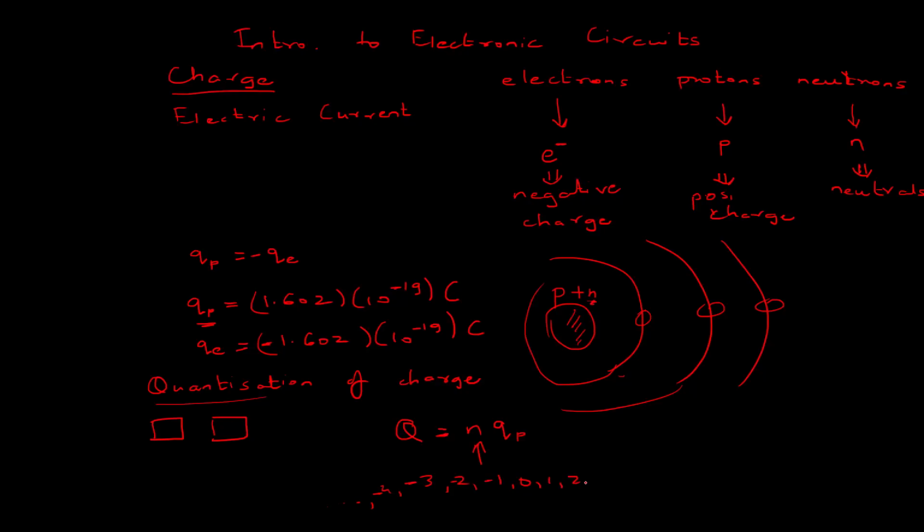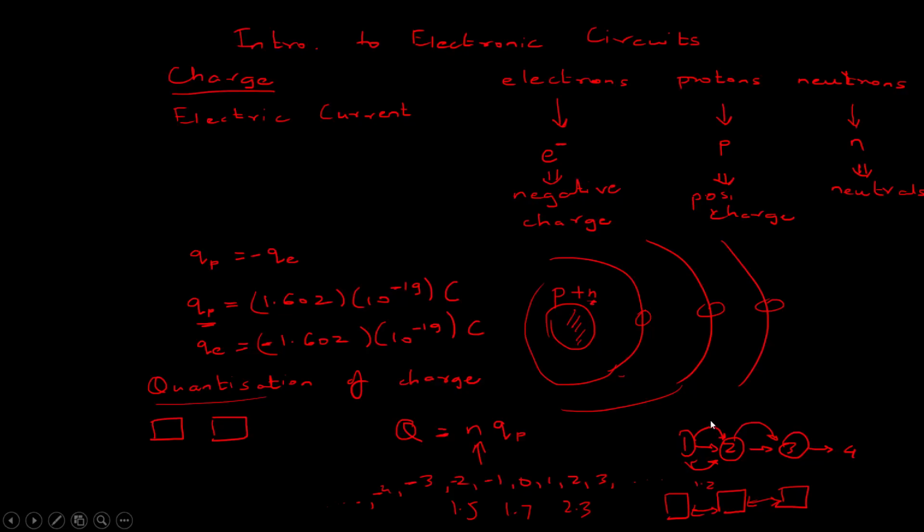0, 1, 2, 3, and so on. But it cannot have values like 1.5, 1.7, 2.3, and so on. It can go from 1 to 2 to 3 to 4, but there's nothing in between. It cannot go 1.2, 1.3, 1.4. From 1 it directly goes to 2, and from 2 it directly goes to 3. That's why it's quantization. It's packets: 1 is a separate packet, 2 is a separate packet, 3 is another. There's no continuity in between. So that's quantization of charge.